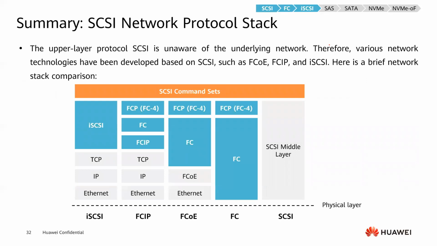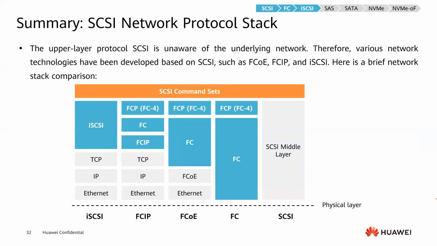And then let's have a simple summary of the SCSI network protocol stack. The upper layer protocol SCSI is unaware of the underlying network. Therefore, various network technologies have been developed based on SCSI, such as FC over Ethernet, FCIP, and iSCSI. Here is the brief network stack comparison.